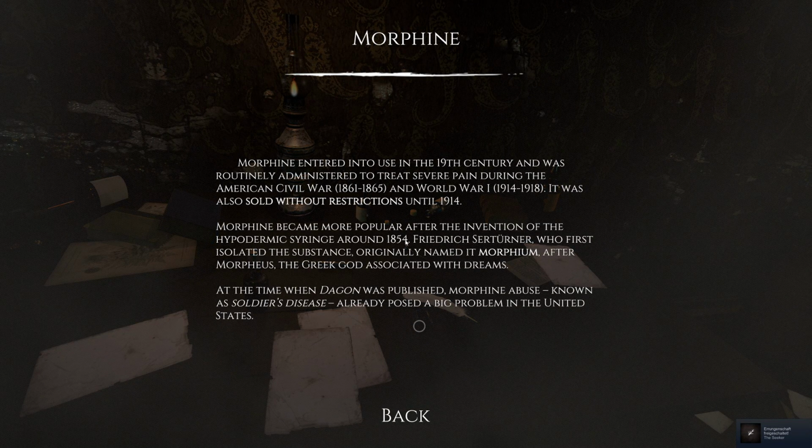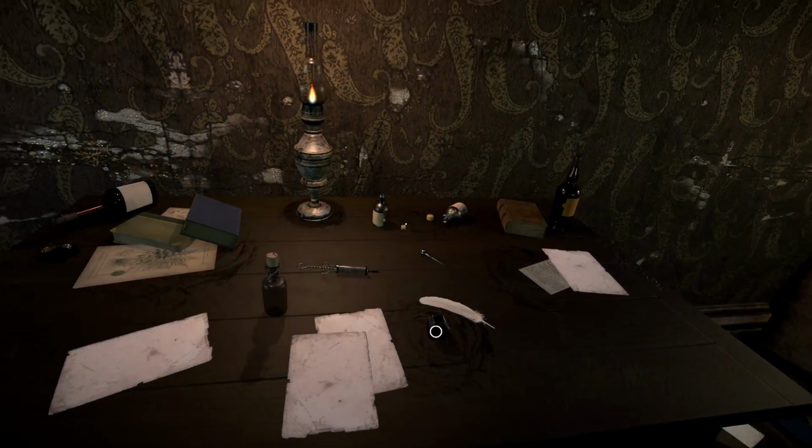Morphine. Morphine entered into use in the 19th century and was routinely administered to treat severe pain during the American Civil War and World War I. It was also sold without restrictions until 1914. Morphine became more popular after the invention of the hypodermic syringe around 1854. Friedrich Sertürner, who first isolated the substance, originally named it morphium, after Morpheus, the Greek god associated with dreams. At the time when Dagon was published, morphine abuse, known as soldier's disease, already posed a big problem in the United States.